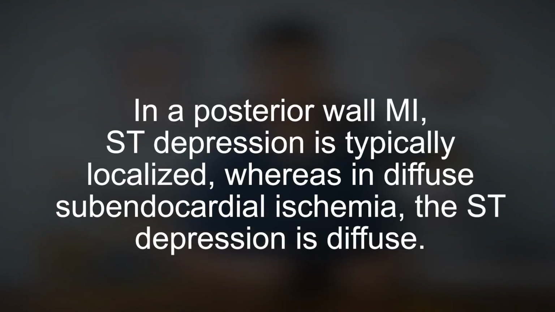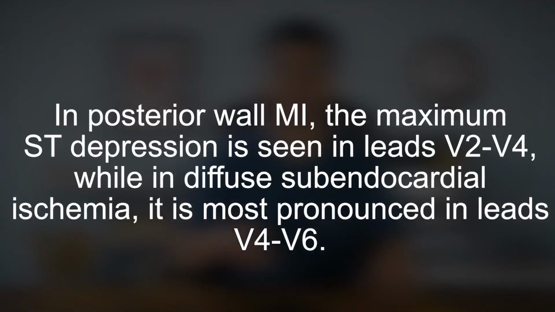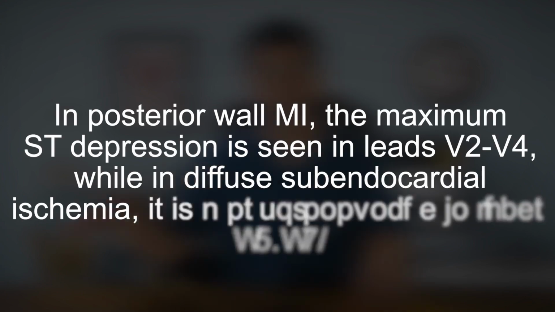Now, why don't we consider this a posterior wall MI pattern? In a posterior wall MI, ST depression is typically localized, whereas diffuse subendocardial ischemia, as you see here, is diffuse or widespread. Additionally, in the posterior wall MI pattern, the maximum ST depression is seen in leads V2, 3 to 4, while in diffuse subendocardial ischemia, it's most pronounced in leads V4, 5, and 6.